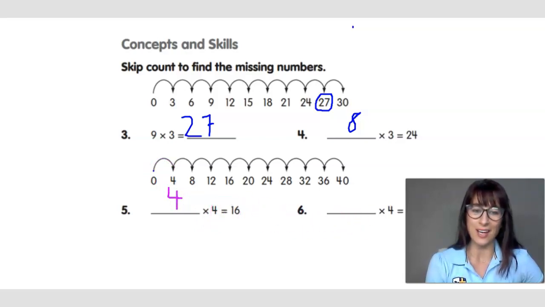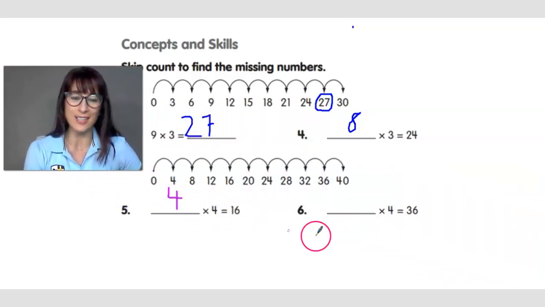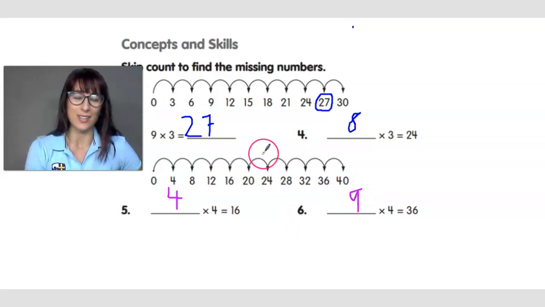Now let's see the number 6 exercise. Again, multiplied by 4 equals 36. Let's see how many times I have to jump by 4 to get to 36. 1, 2, 3, 4, 5, 6, 7, 8, 9. I had to jump 9 times to get to 36. Great. So this is it for these exercises.